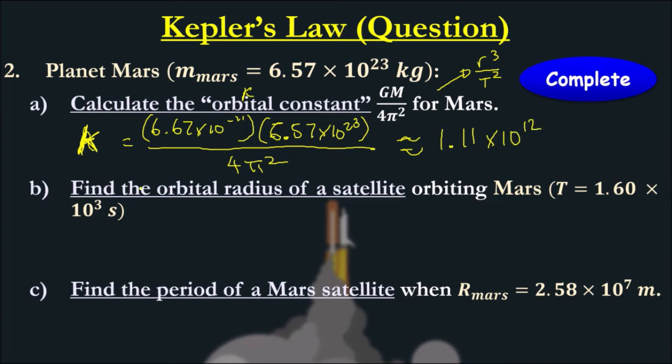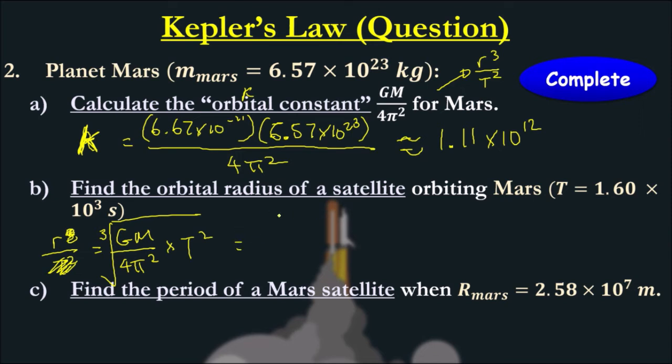And then we go to question B. It says find the orbital radius of a satellite orbiting Mars, as you can see here. So using the same formula, we have T squared GM over 4 pi squared. So the rearranged equation should be r cubed equals that, then to get rid of the cube, it'd be the cube root for this particular answer here. Okay, so that's how you do that one.